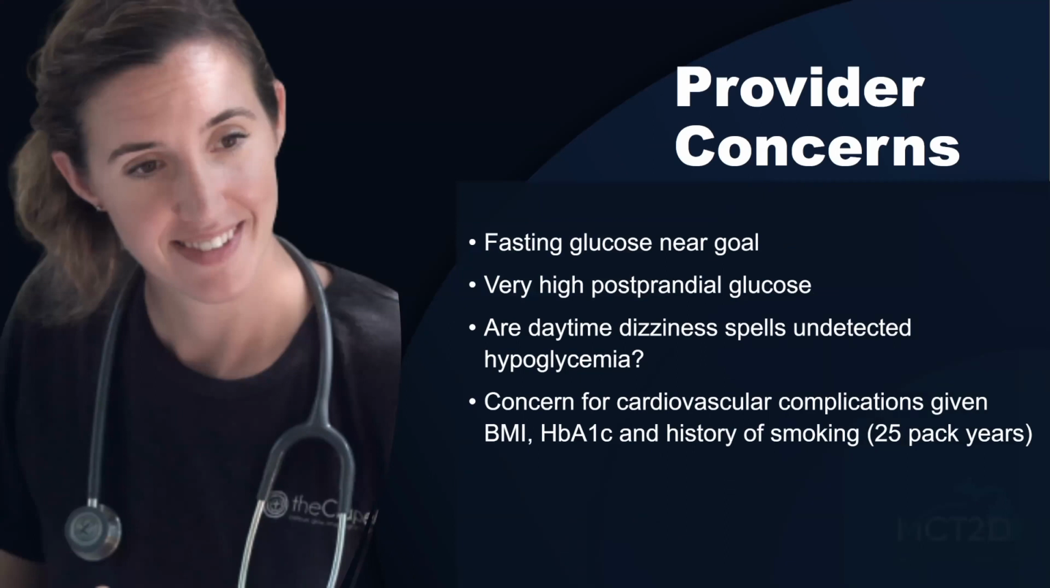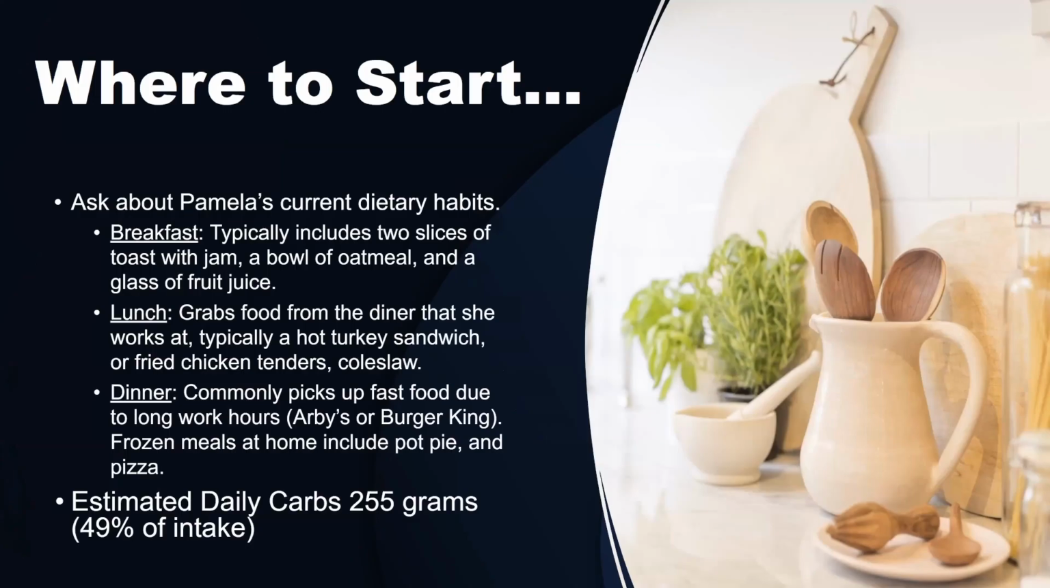The concerns with this patient are primarily those high postprandial glucoses and those symptoms of dizziness. And I guess finally, we would worry about the fact that she's been a smoker. She has poorly controlled diabetes. She's obese. She has pretty high risk for cardiovascular disease, adverse cardiovascular disease outcomes as well. So where to start?